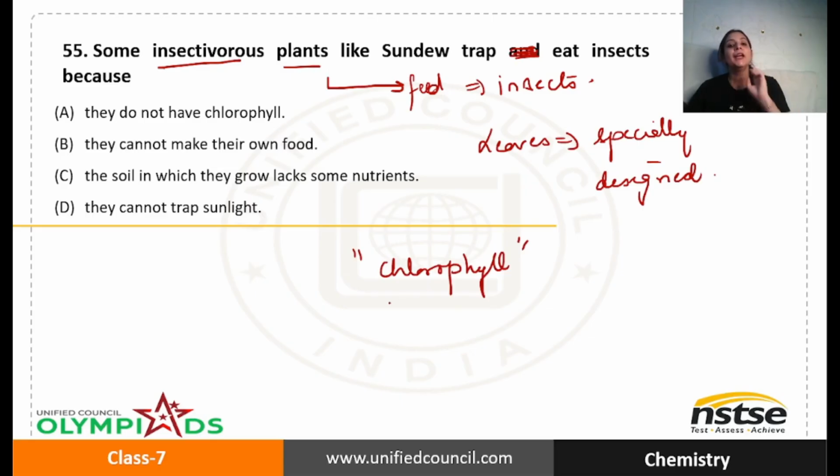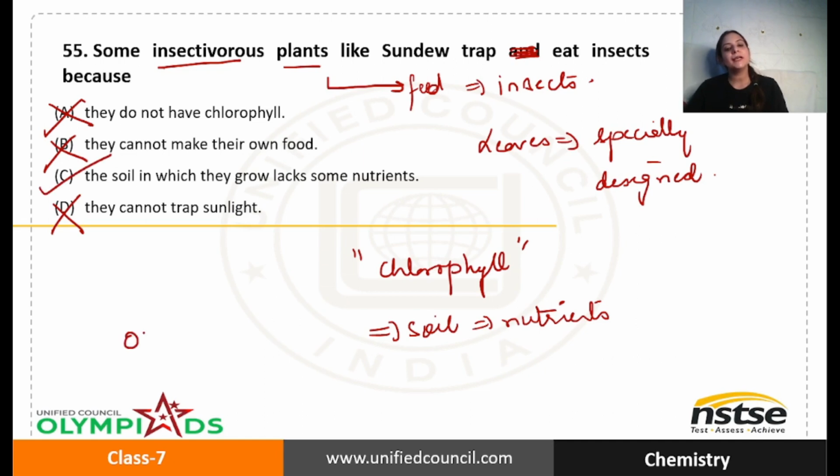The reason being, they grow in soil which lacks some of the required nutrients. That is the reason they cannot photosynthesize. Insectivorous plants eat insects because they do not have chlorophyll. Again wrong, because I told you they do have it. They cannot make their own food. No. It cannot trap sunlight. No, they can. The soil in which they grow lacks some nutrients is the correct answer. So option C is correct.